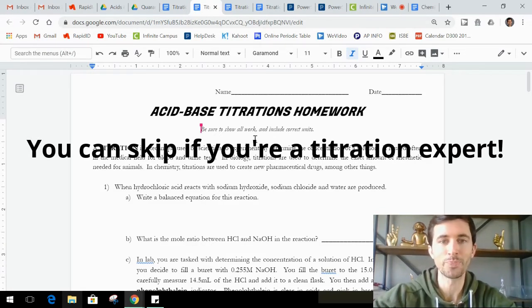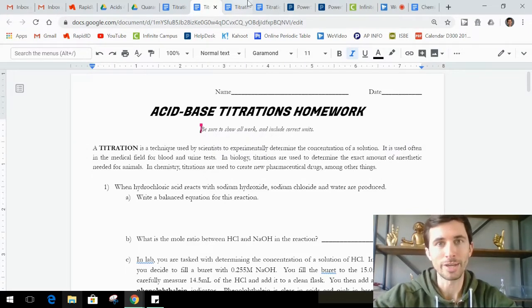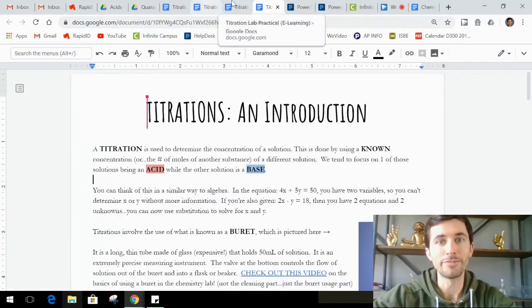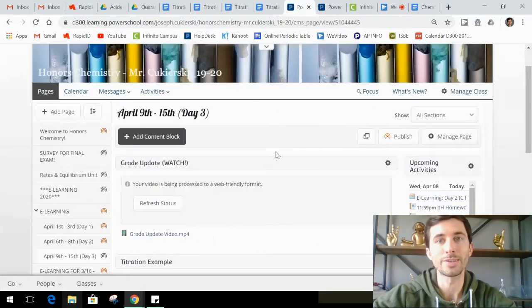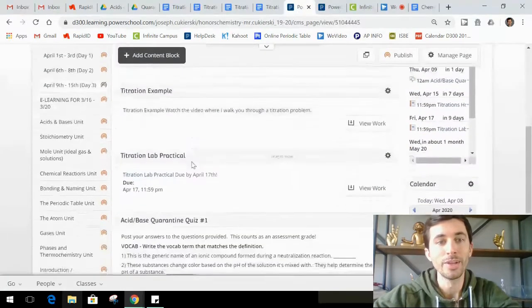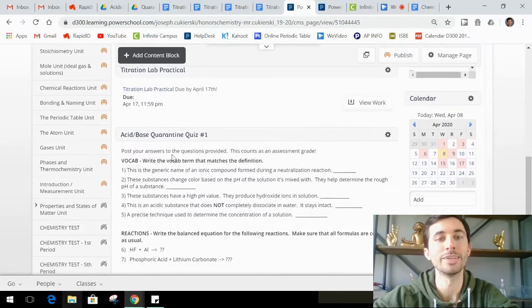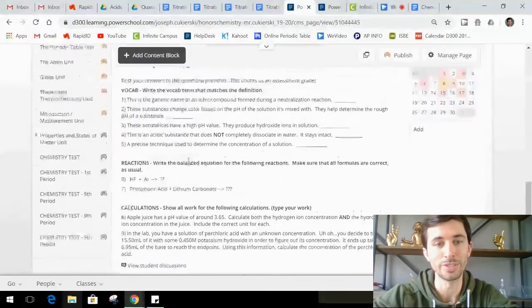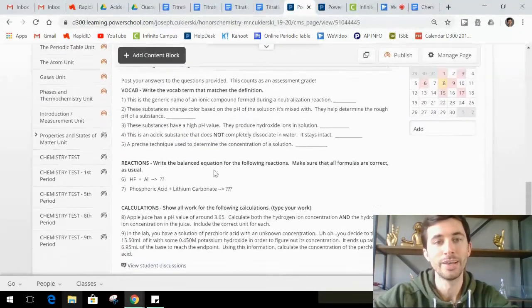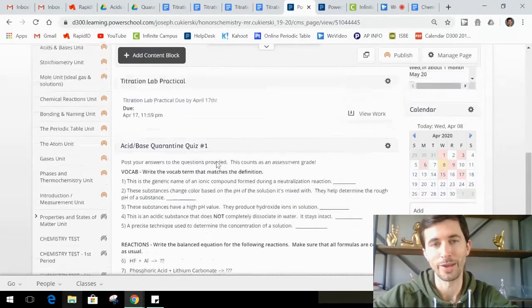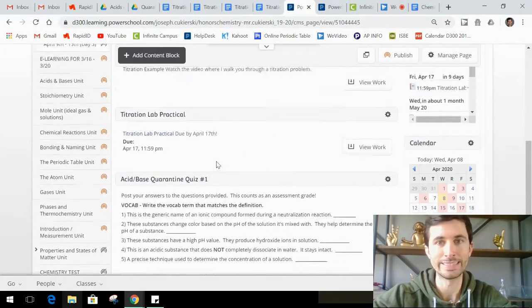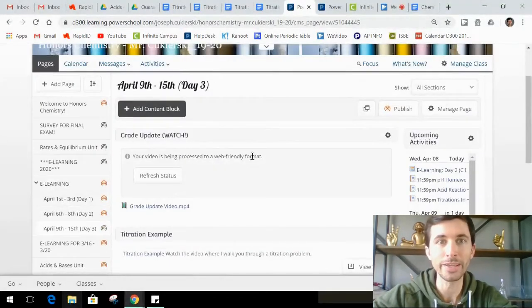I'm going to do an example with you, not from the homework technically, but from another document. If you already did finish the homework, you can look further down on Haiku. There is a titration lab practical, which we're going to focus on today. And also there is an acid-base discussion post quiz that you will need to fill out and post on Haiku. So that's what's going on today for day 3.